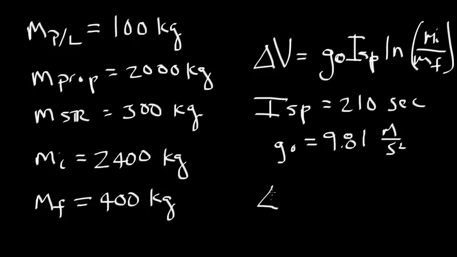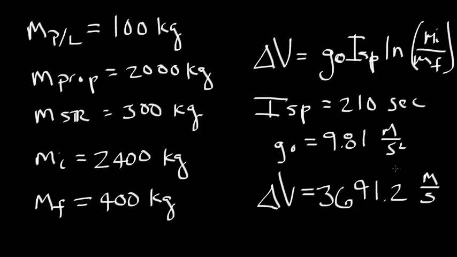So when we do this calculation, and I'll do it here live, we have 9.81 times 210 times natural log of 2400 divided by 400, and we get a delta V that's 3,691.2 meters per second.